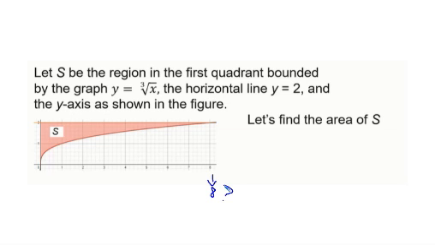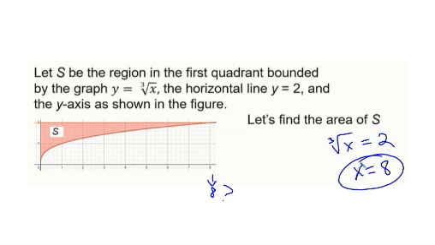Well, I just set the cube root of x equal to 2 and solve it. And that's pretty easy to solve. We cube both sides, and I do find out, we have confirmed that that value is 8. All right. So what is our integral? The top function in this case is a constant function. It's just the line y equals 2 minus the bottom function, which is the cube root of x, and our limits of integration are 0 to 8.